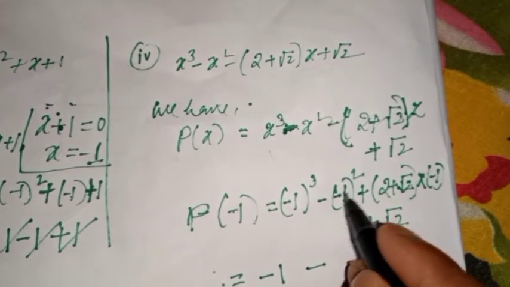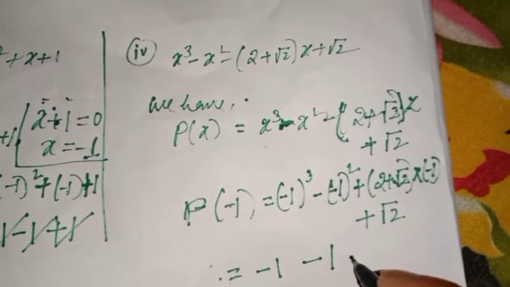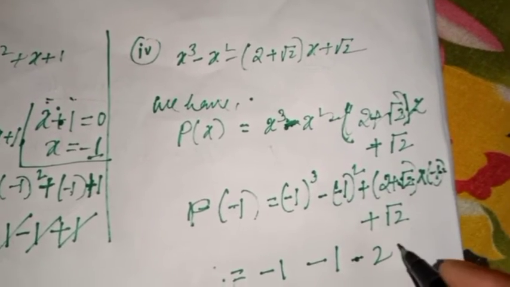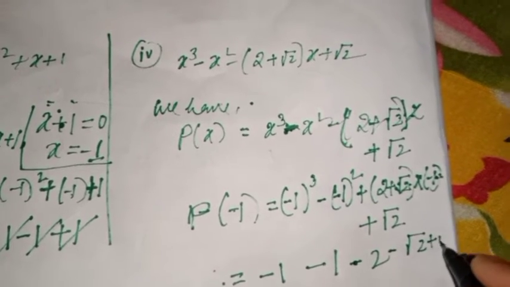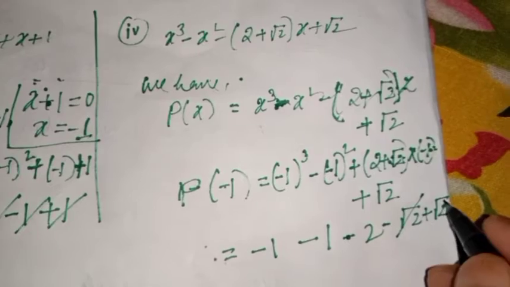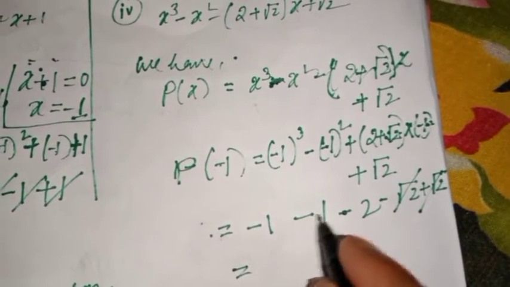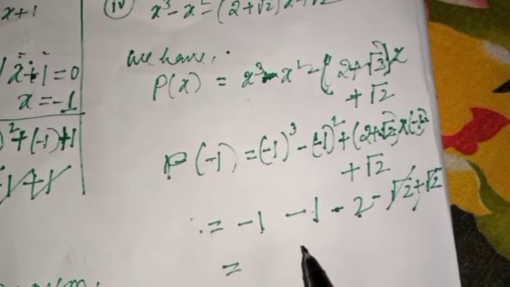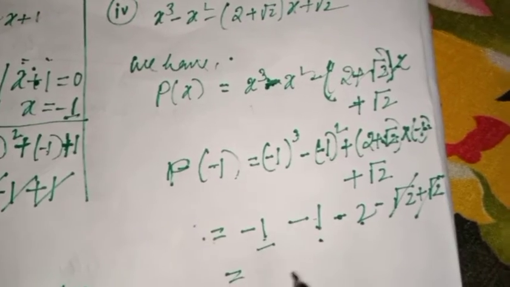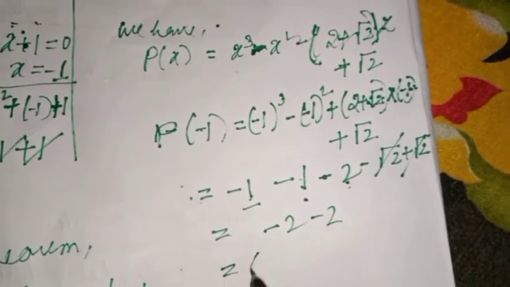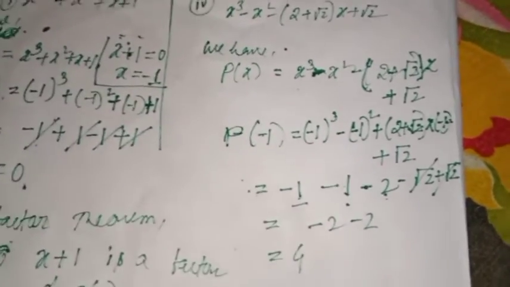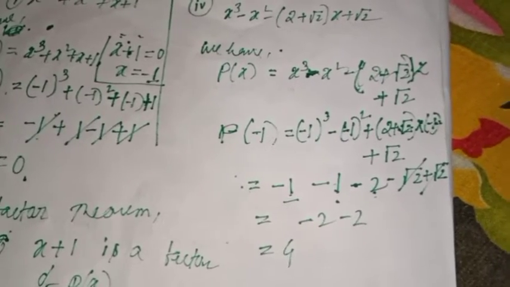Now minus 1 cube means minus 1 multiplied 3 times, then you will get minus 1. Then minus, this minus already here, for minus 1 square, minus 1 into minus 1, plus 1. Then 2 into minus 1, minus 2. Root 2 into minus 1, minus root 2, because both of these you have to multiply with minus 1. And already we have plus root 2, so minus root 2 plus root 2 cancel. Then minus 1 again minus 2, minus 1 minus 2, again minus 2, so minus 4. All of you understood? See clearly? Okay, then we got the final result: minus 4.